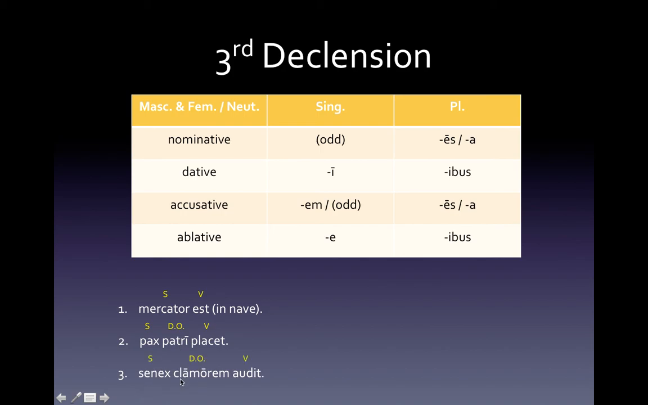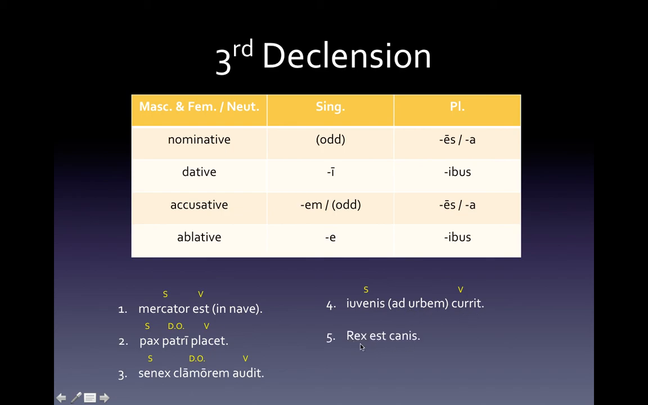Senex clamorem audit. Senex is our subject because it goes in the odd box. Clamorem is an accusative. It's our direct object. Audit is our verb. So the old man hears the uproar. Juvenis ad turbem currit. The young man runs to the city.